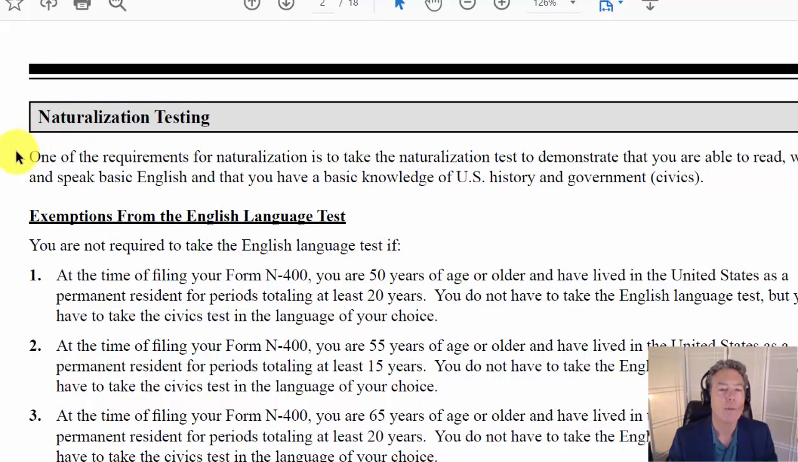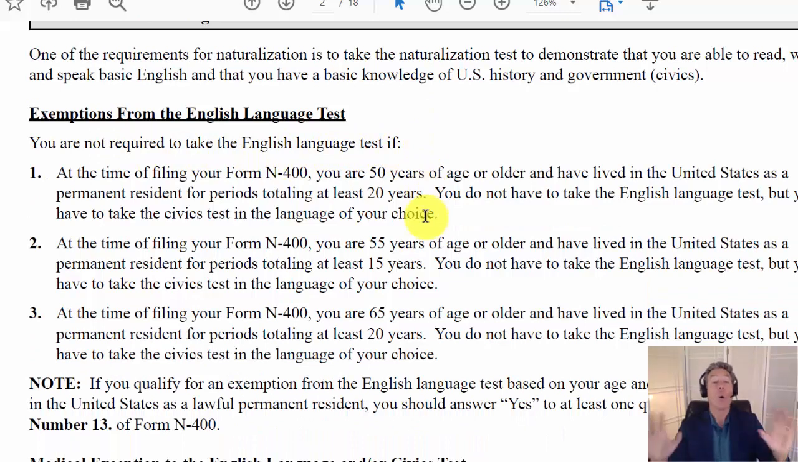Naturalization testing. One of the requirements for naturalization is to take the naturalization test to demonstrate that you're able to read, write, and speak basic English, and you have basic knowledge of U.S. history and government, right? But here are the exemptions. You are not required to take the English language test if you're old and you've been living here a long time, then you don't have to take the test. 50 years or older and lived 20 years, you do not have to take the English language test, but you do have to take the civics test in the language of your choice, all right?